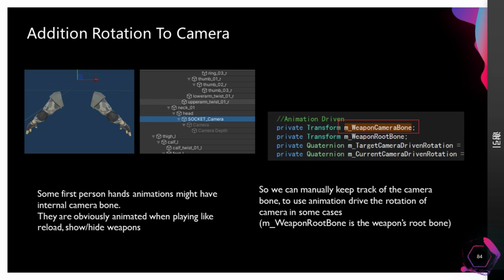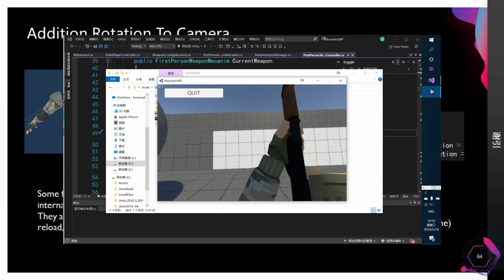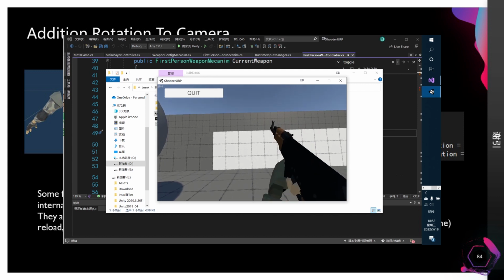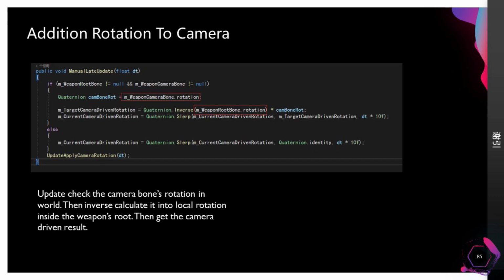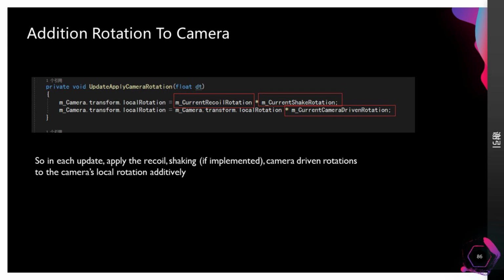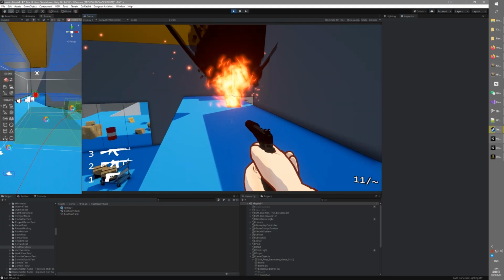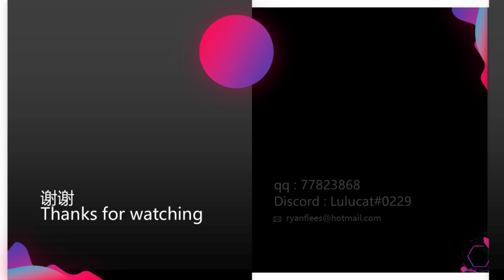So let's see, we find the camera bone inside the first-person hands, and we keep a reference to the camera bone. By default, the camera's animation-driven mode is off, but when it's on, we calculate its local rotation relative to the weapon's root bone, then apply this rotation to the first-person camera. When you apply the rotations to the first-person camera, they are added additively. This also includes recoil rotations and shaking rotations. So that's pretty much everything in the video.